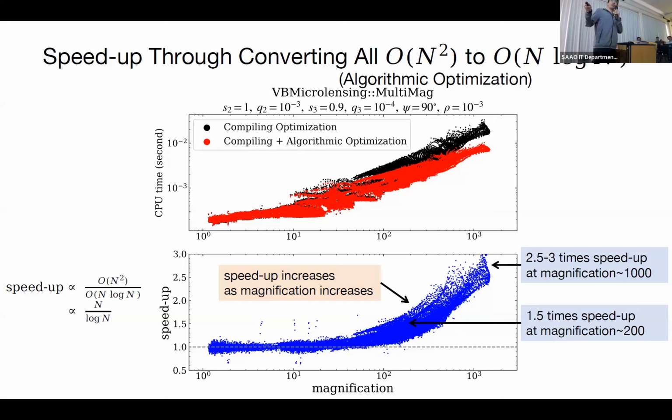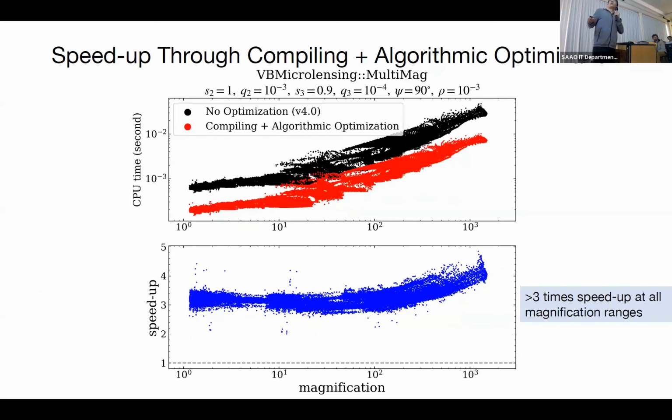It's easy to understand why the speed up increases as magnification increases, because the speed up is just proportional to n squared divided by n log n. So it's this value, and as n increases, this value just increases. Okay, so now we can combine the compiling and algorithmic optimization together, and we find that there is more than 3 times speed up at all magnification ranges. And I'm especially happy about this result.